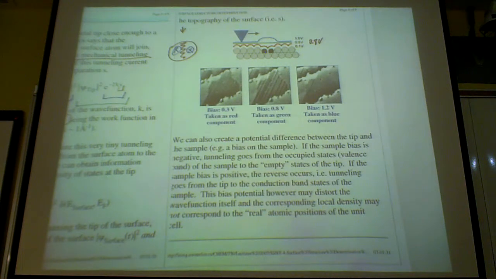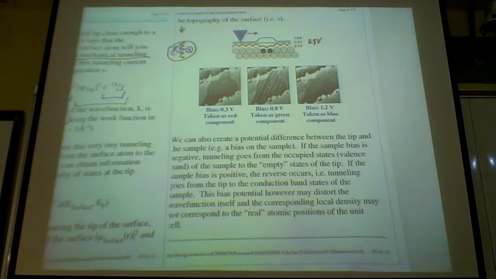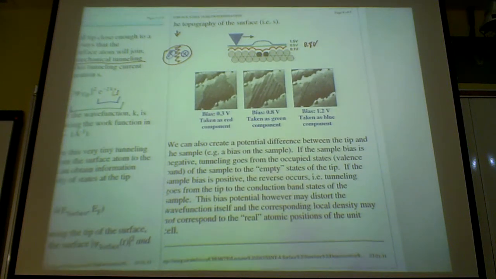And what happens? If you put a negative bias, then tunneling will go from the occupied state. Basically, you're pushing your negative electron out of your sample into the empty state of the tip, right? Into the unoccupied state, the unoccupied orbital of the tip. And what is this tip atom? The tip atom is usually made of tungsten or palladium, depending on how you want to make it. The tip that Avishek makes is made out of tungsten. You can do it in the lab, not a very difficult task.